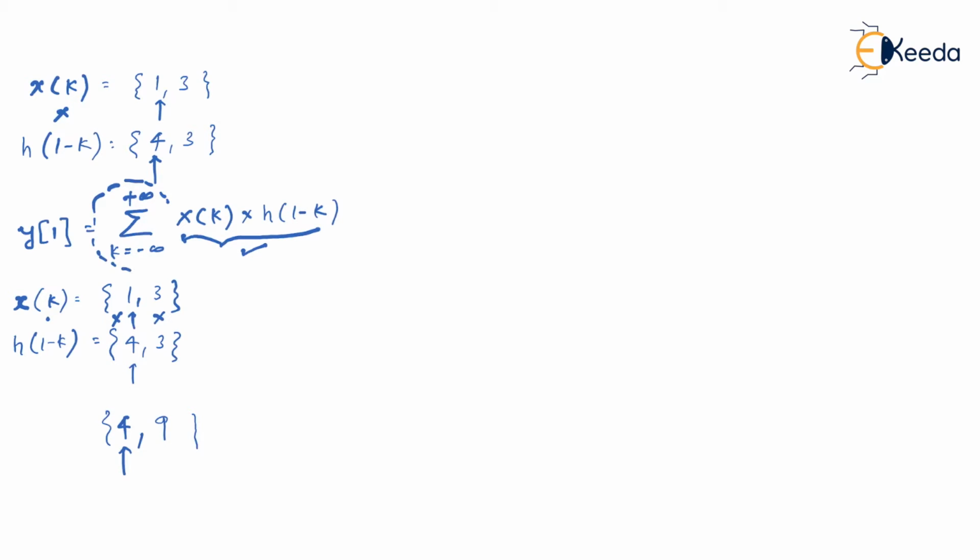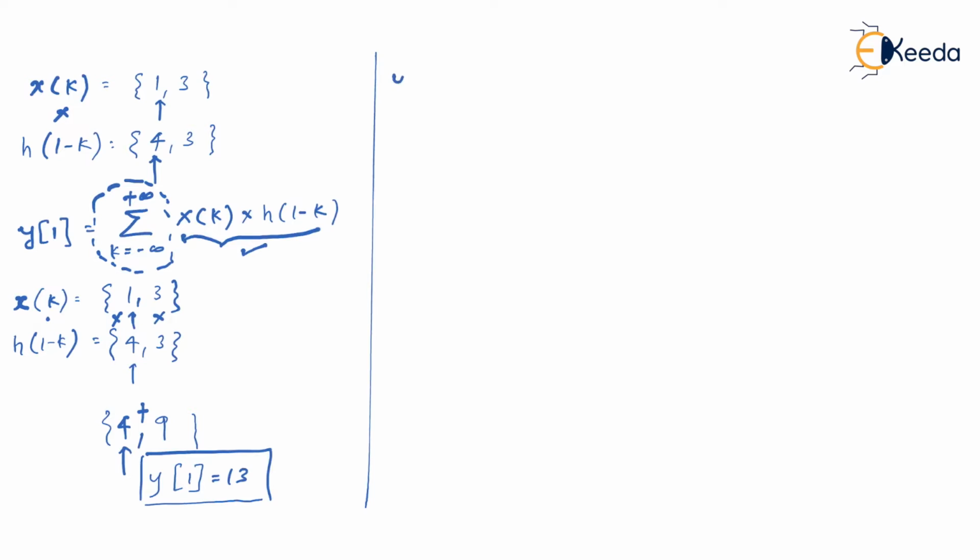Now what is to be done? It says do the summation of all the samples. So how many samples do we have here? We have two samples. We just sum them up. It becomes 9 plus 4, and it gives you 13. So y of 1 is straight away 13. We wanted to calculate y of 1 and y of 2, and we are ready with y of 1.